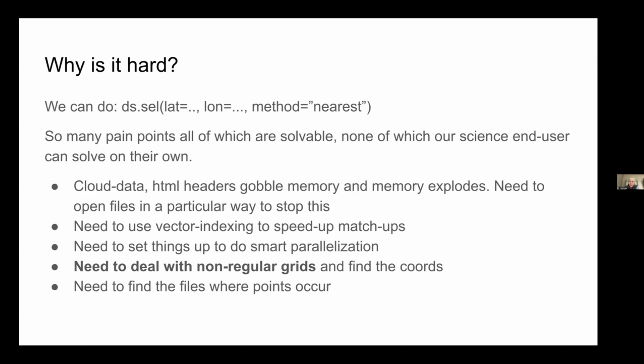A big problem is the cloud data, and that these HTML headers that need to be created grab temporary data, and we keep having these problems with blowing up the memory. We have all sorts of tricks to be able to do things fast, like vector indexing, which is horrible to explain to your beginners. You have to set things up for smart parallelization, etc. Oh, and dealing with nonlinear grids. That's a nightmare for users.